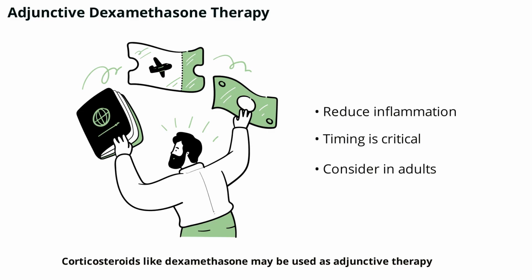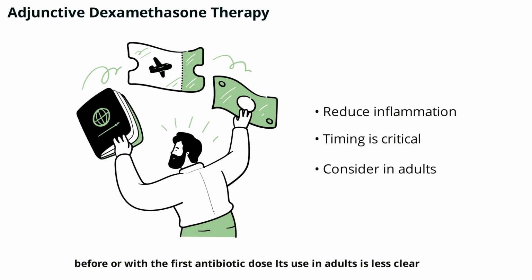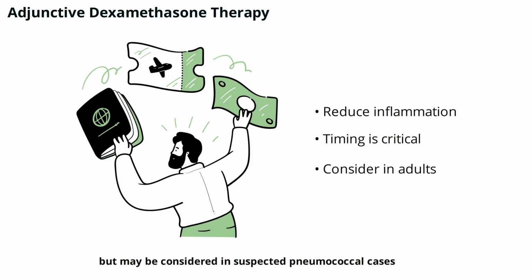Corticosteroids like dexamethasone may be used as adjunctive therapy in bacterial meningitis to reduce inflammation and improve outcomes, especially in children with pneumococcal or H. influenzae infections. Timing is critical. Dexamethasone should be given before or with the first antibiotic dose. Its use in adults is less clear, but may be considered in suspected pneumococcal cases.